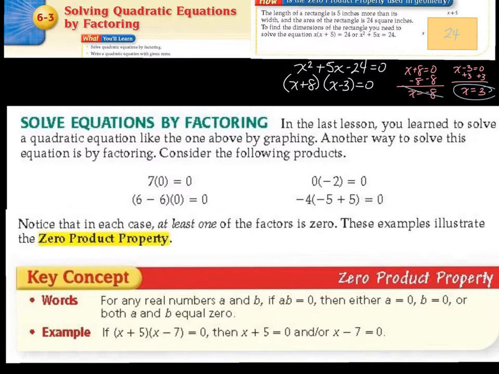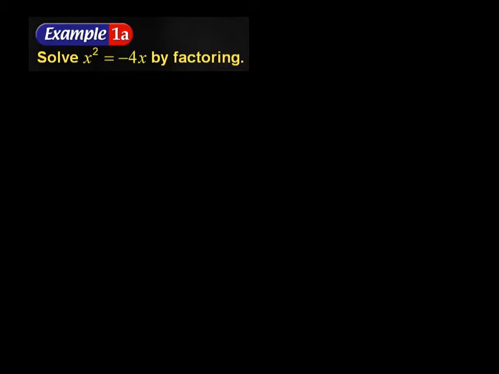So if you have x plus 5 times x minus 7, then x plus 5 equals 0, and/or x minus 7 equals 0. It kind of worked out well in this one. We had to throw out one of our solutions, there's our and/or, because it didn't make sense in the real world situation. The first step to solve by factoring is to move everything to one side of the equation.